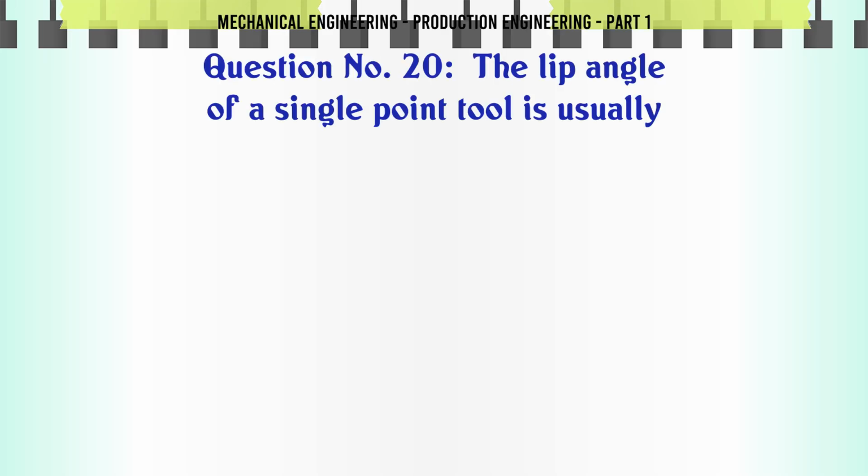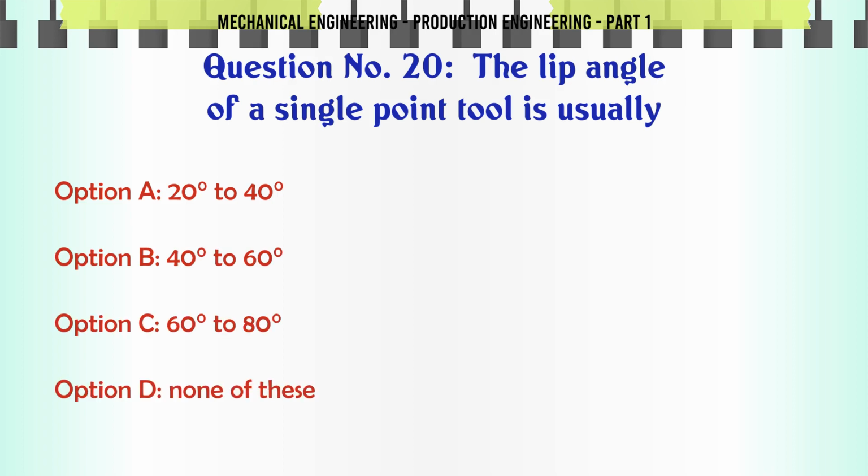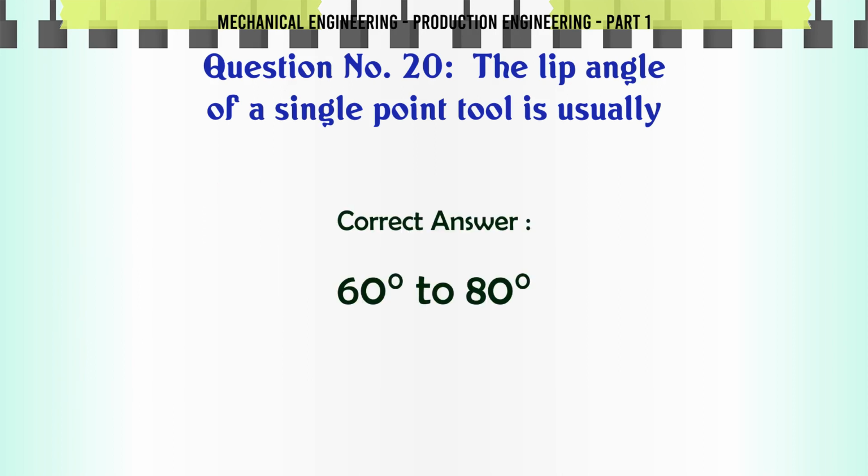The lip angle of a single point tool is usually A. 20 to 40, B. 40 to 60, C. 60 to 80, D. none of these. The correct answer is 60 to 80.